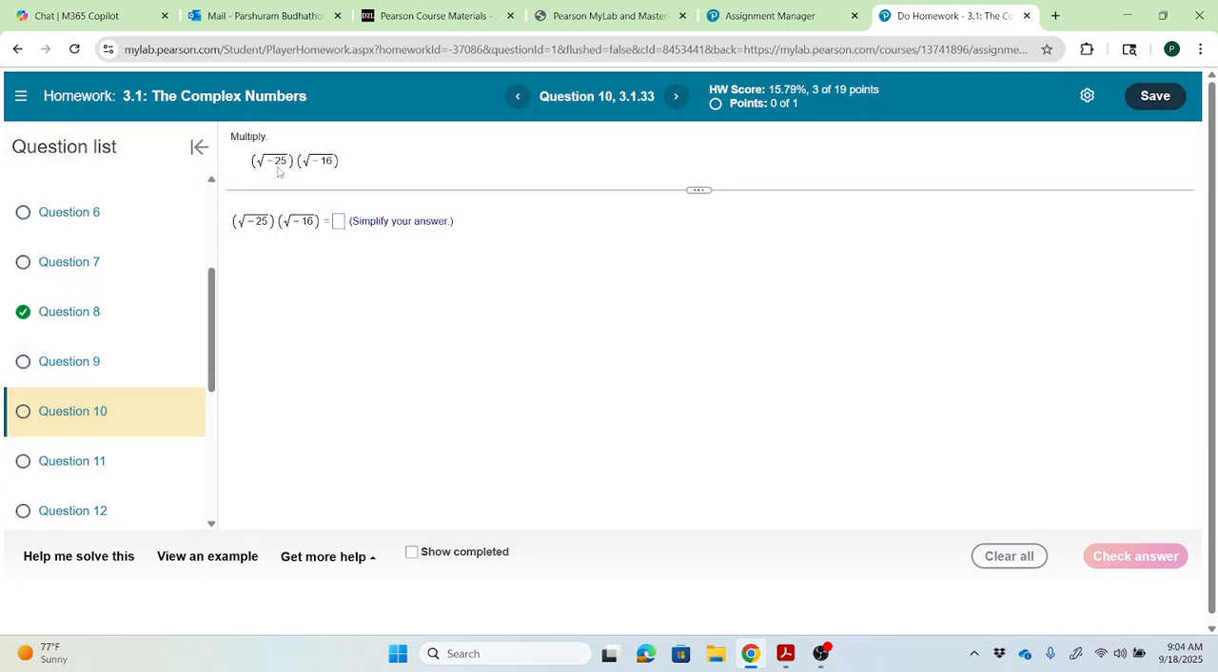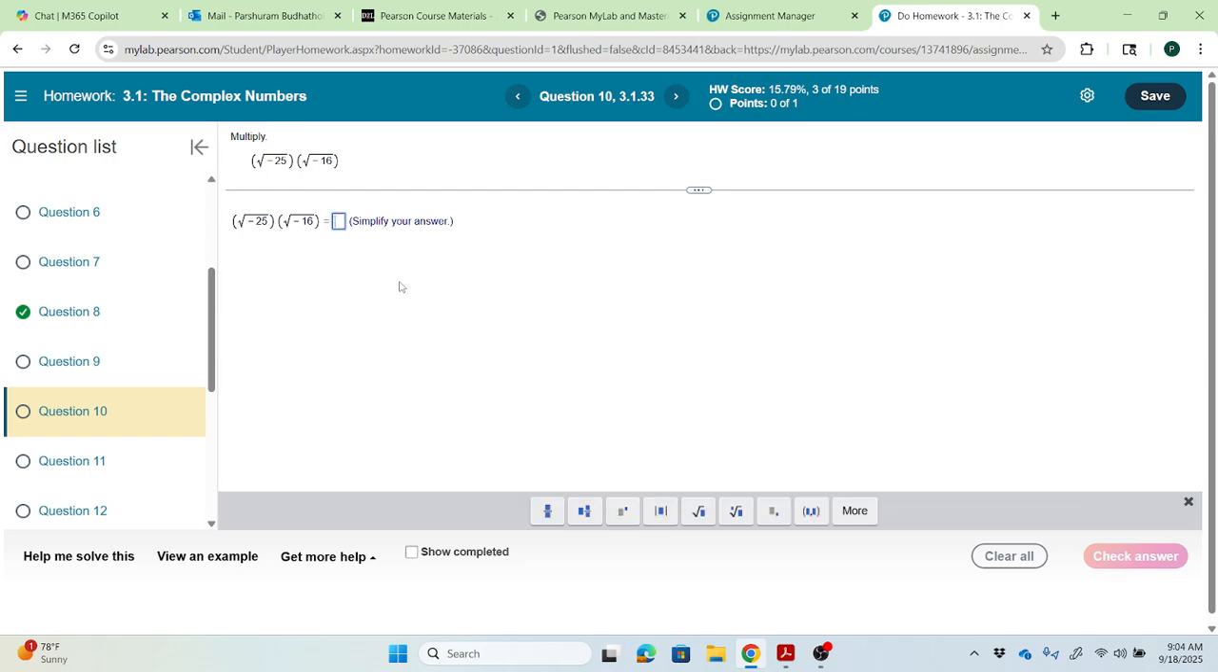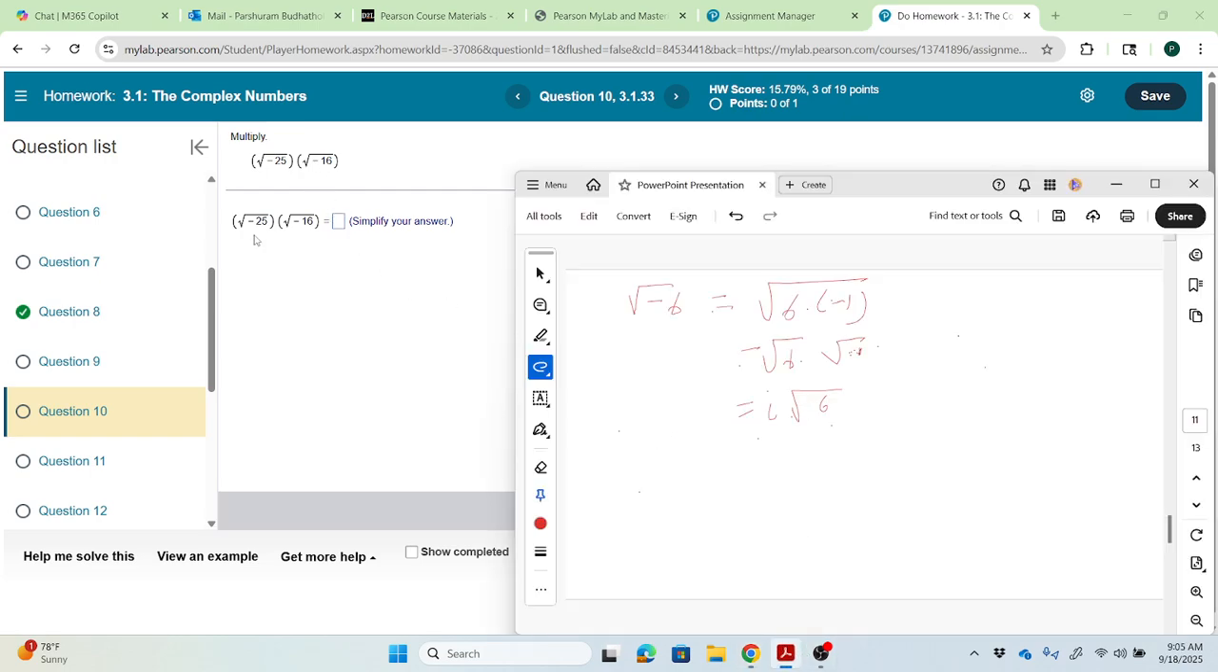How do you multiply the square root of -25 and the square root of -16? Remember, the square root of -25 is actually the square root of 25 times the square root of -1. This is 5 and this is i. The square root of -16 is similarly the square root of 16 times the square root of -1. One more time, this is 4 and this is i.